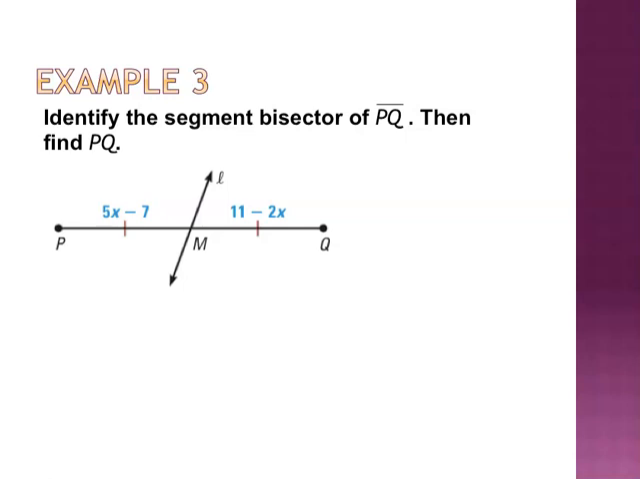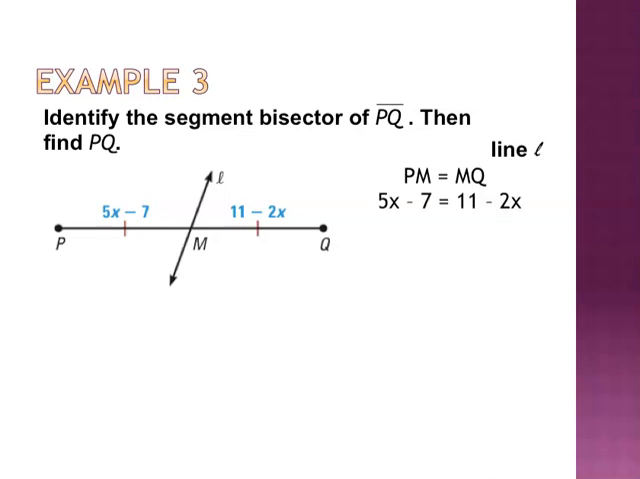Identify the segment bisector of PQ. Then find PQ. Okay, so what's the segment bisector of PQ? Since you have this PQ that's divided, and we see tick marks here, we see that PM is equal to MQ. That means whatever's going through PQ at point M is going to be our segment bisector, which in this case is line L. So that's our segment bisector. Now we have to find the length of PQ. Well, to do that, we need to solve for x. We're going to use the fact that PM and MQ are equal to each other to write an equation. So 5x minus 7 is equal to 11 minus 2x.